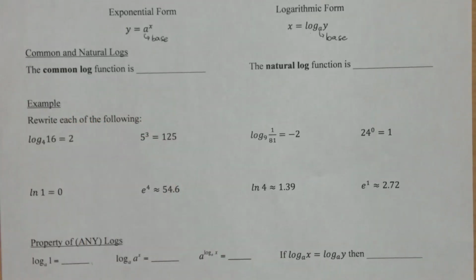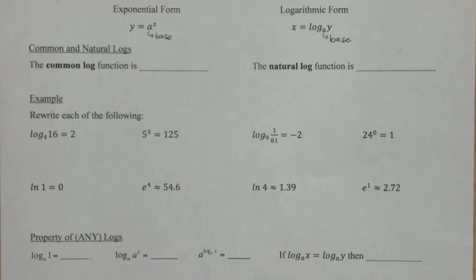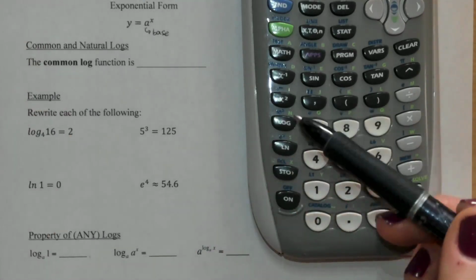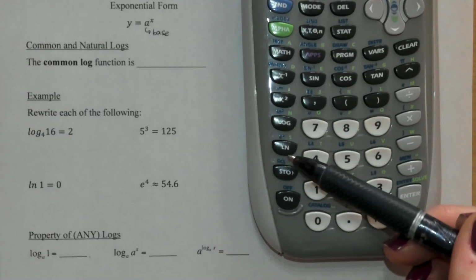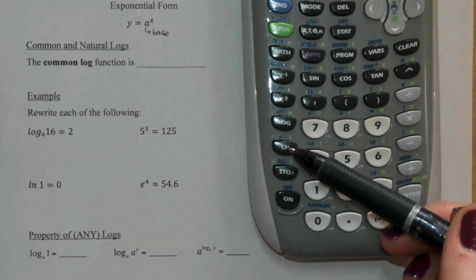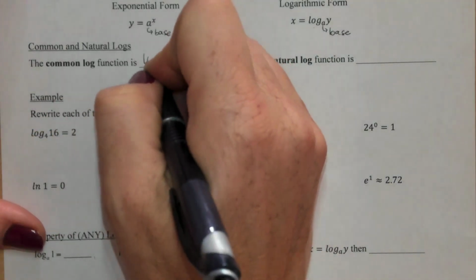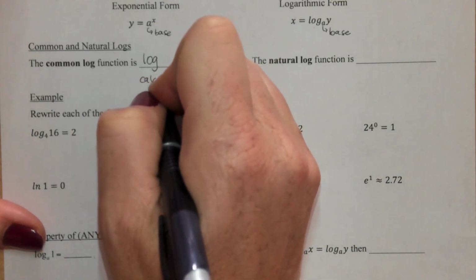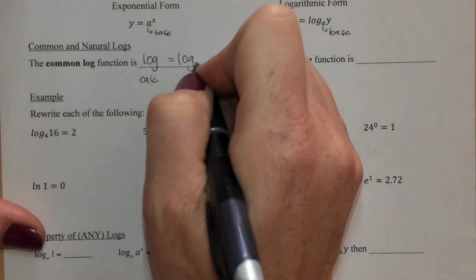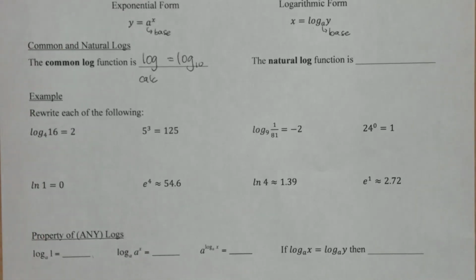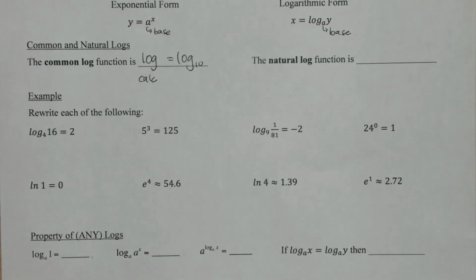There are two different types of logs we need to talk about, and they're the two that show up on your calculator. So you have two buttons for log, and on a graphing calculator, they're located right here. You have a log button, and then you have an ln button, and those are the two types of logs that your calculator is set up to do. And the common log is the log button. So that's the one on your calculator. It is known as log base 10, the common log. So if we don't write a base for a particular log, it is understood that that base is 10.